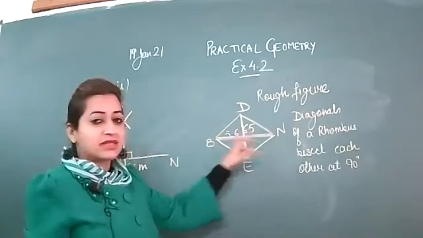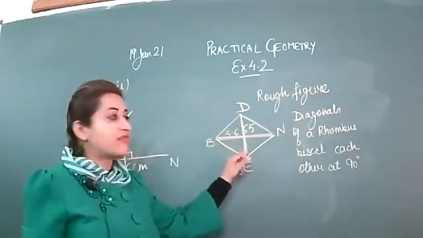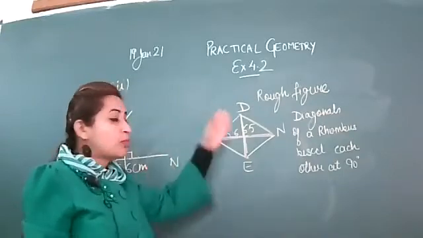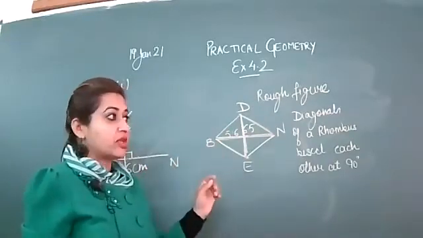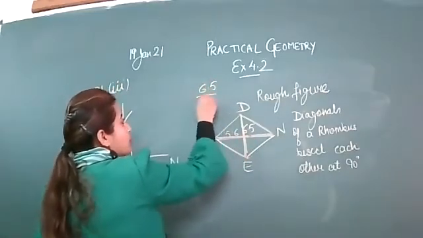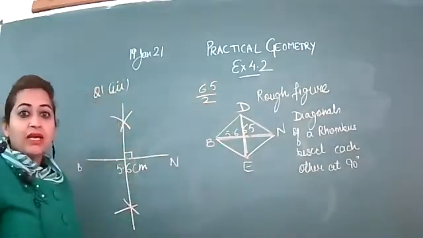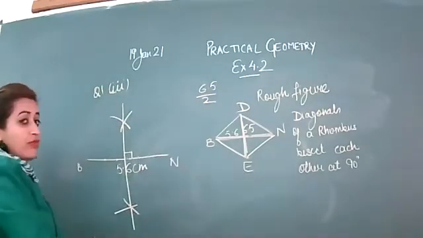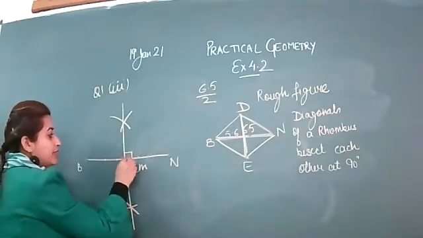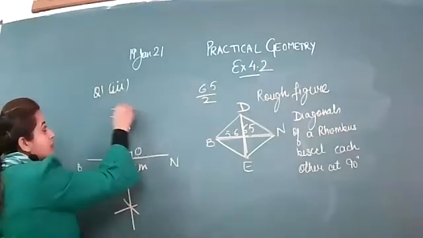Actually, the line of 5.6 is dividing the complete line 6.5 into two equal parts because both are perpendicular bisectors of each other. So make the half of 6.5. What is the half of 6.5? 3.25. So you will open the compass to 3.25 and from this point O, you will put the arc of 3.25.